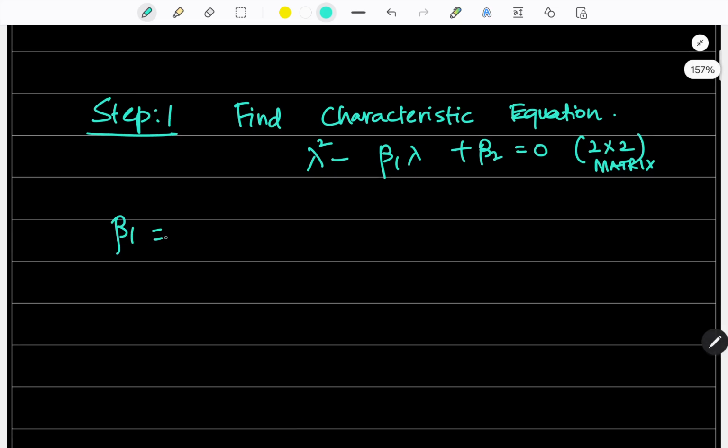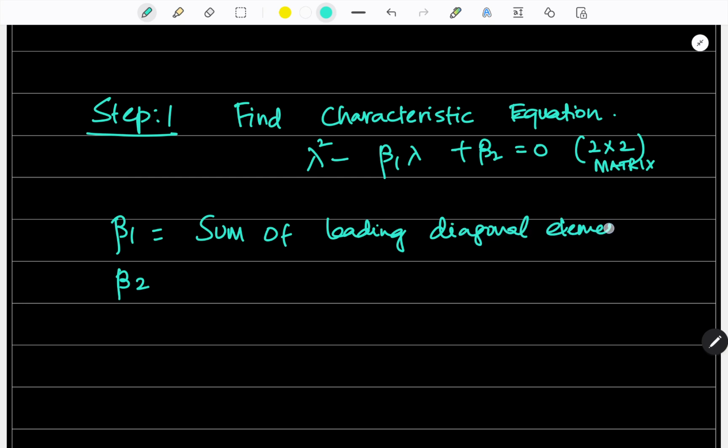So we need to find this beta 1 and beta 2. What is beta 1? Beta 1 is called the sum of leading diagonal elements. And beta 2 is called the determinant of A. Or you can write it like this, determinant of A. So this is step number 1.